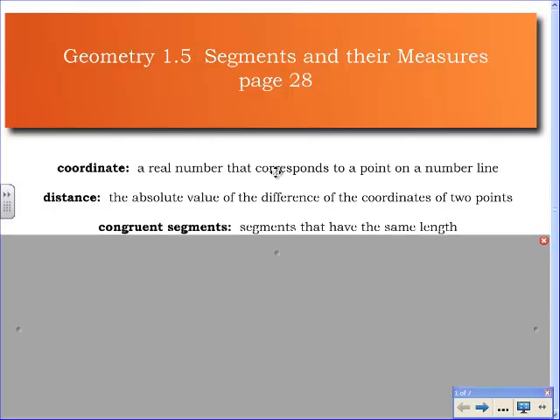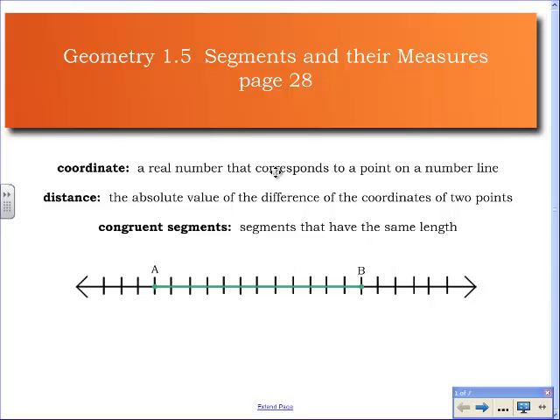Our last term for right now is congruent segments. Congruent is a word that you'll hear and be using a lot in geometry. It means that two things have the same shape and size. So when we're talking about congruent segments, we're talking about segments that have the exact same length.